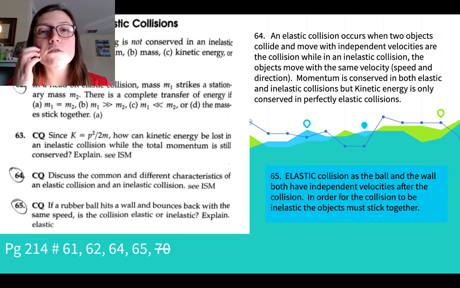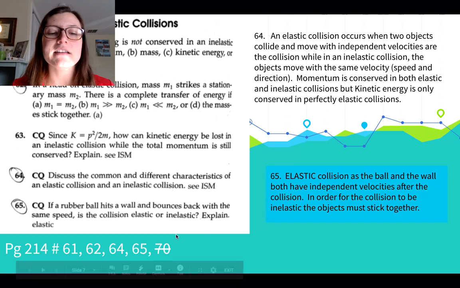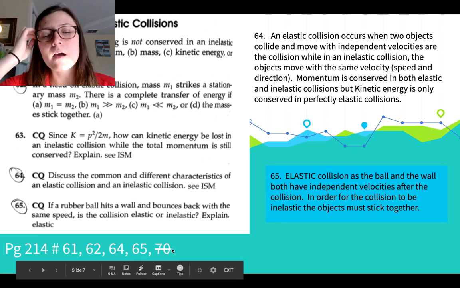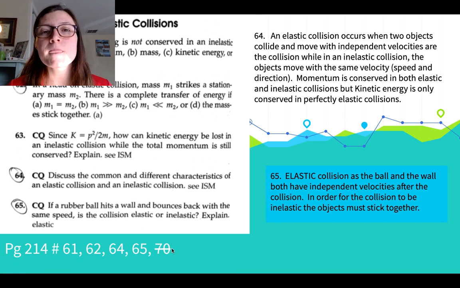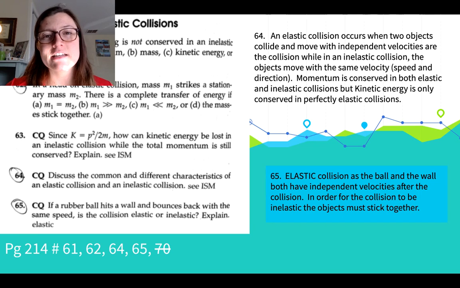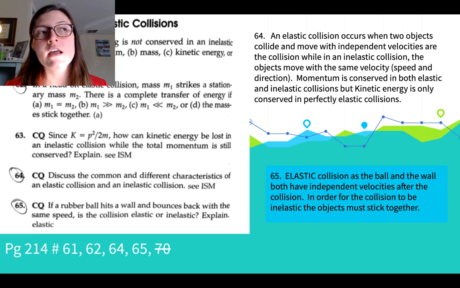Okay, and you'll notice here, on the board, number 70 was assigned. Can you see I have a little strikeout on the screen here? So technically number 70 was assigned for homework. There is a typo in the textbook. Okay, so you do not have to do number 70. Number 70 is an optional problem. Because there's a typo, there's actually 2 different ways that the problem can be interpreted.